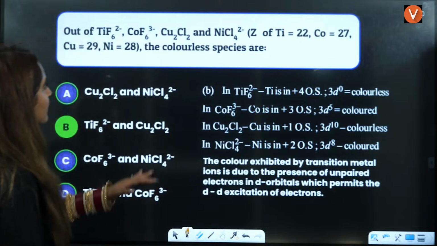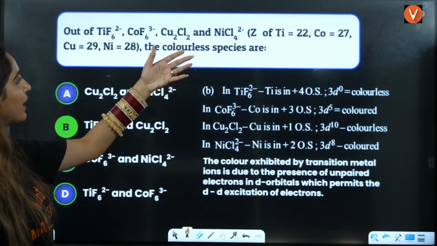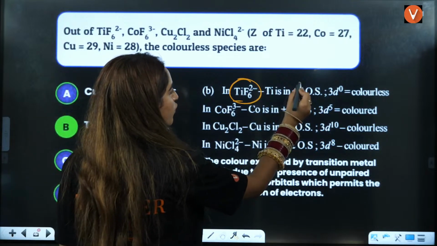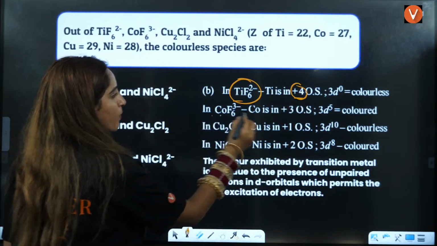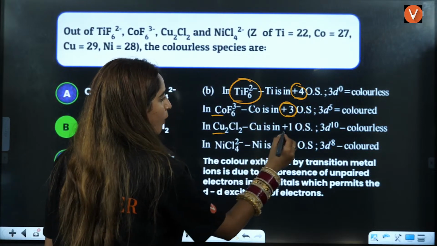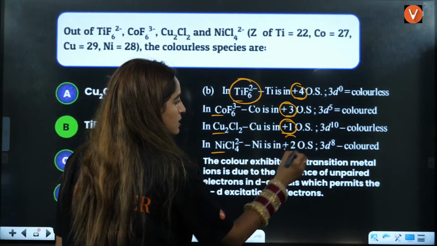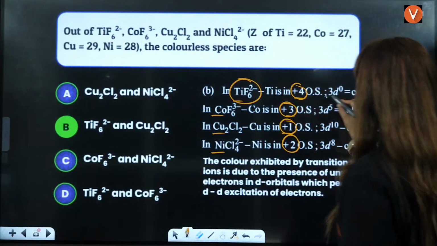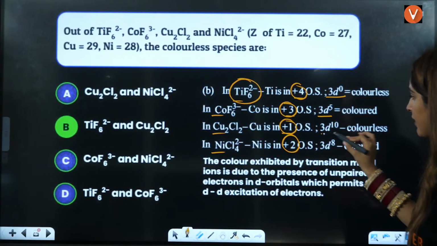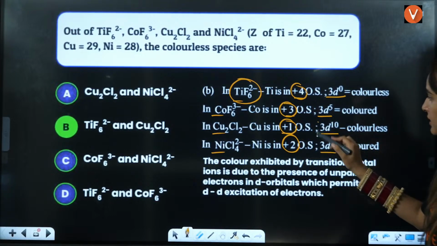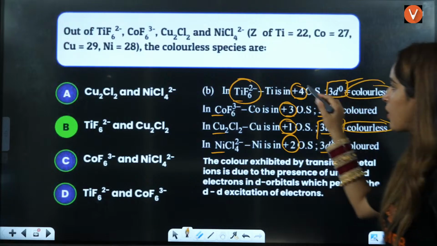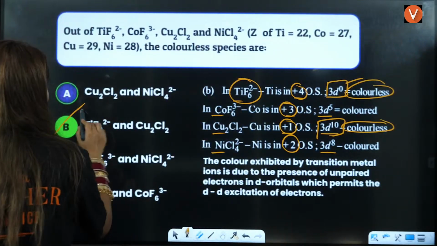Okay? Now see this. So you have to calculate the value of dd transitions here. If you see this here, titanium is in +4 oxidation state, cobalt is in +3 oxidation state, copper is in +1 oxidation state, nickel is in +2 oxidation state. So it is 3d0, 3d5, 3d10, 3d8. 3d10 and 3d0 will have colorless. So these two are going to be your colorless species.